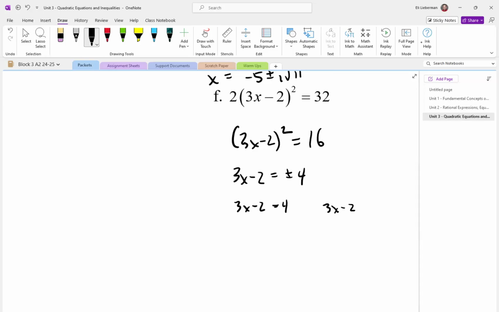I like it. Okay, then for the 3x minus 2 equals 4 equation, I got x equals 2. And then for the other equation, I got x equals -2 over 3. Any questions? Do you like solving by square roots?